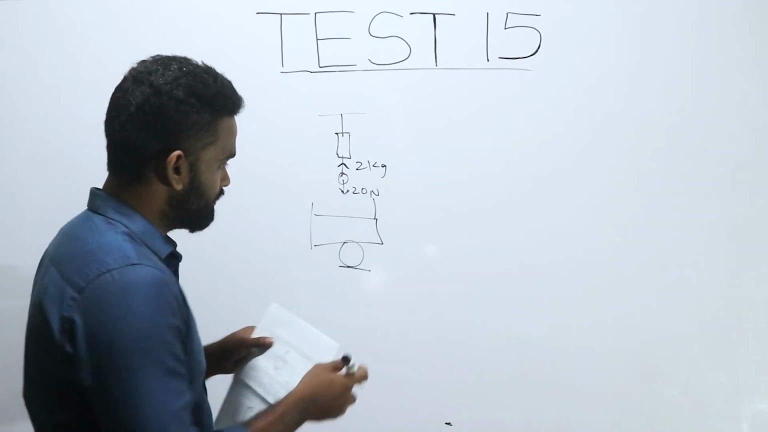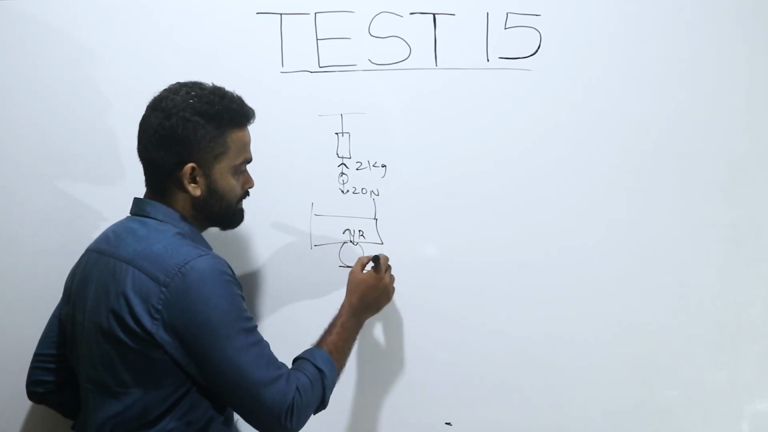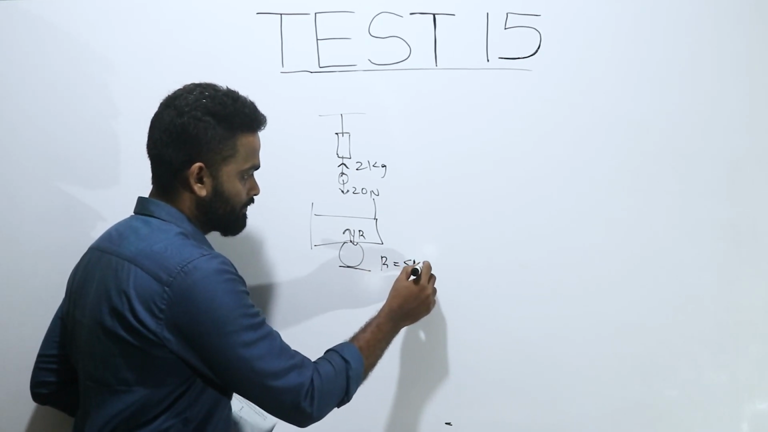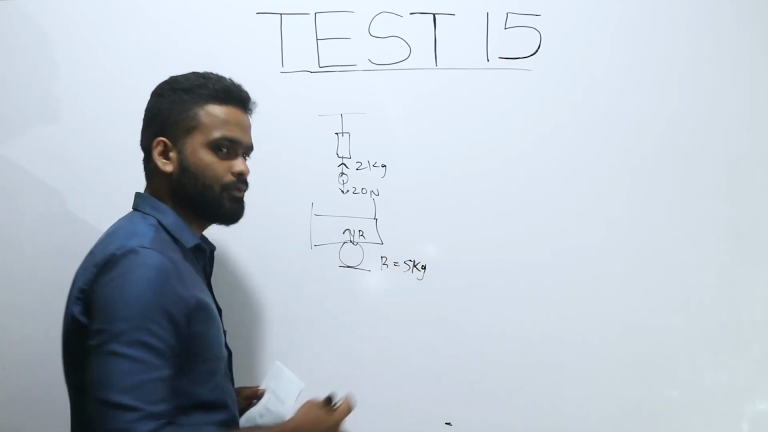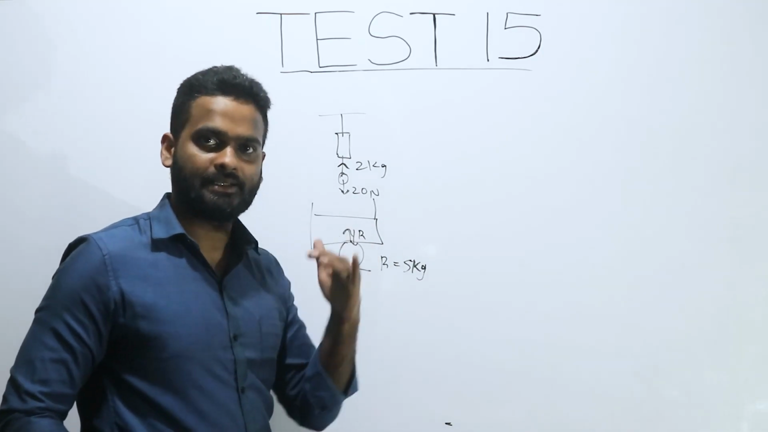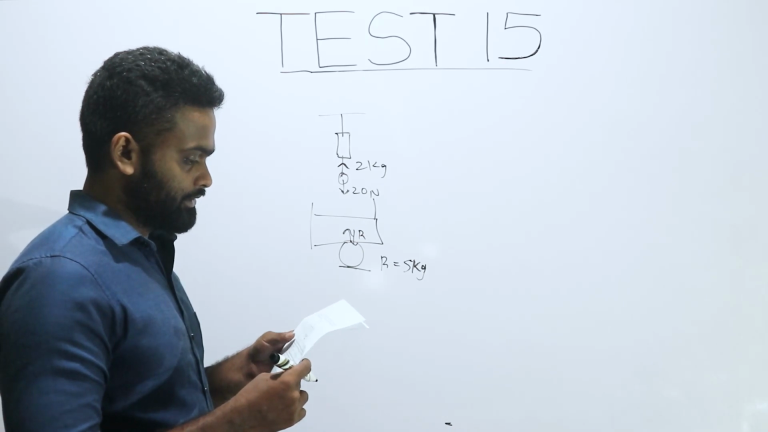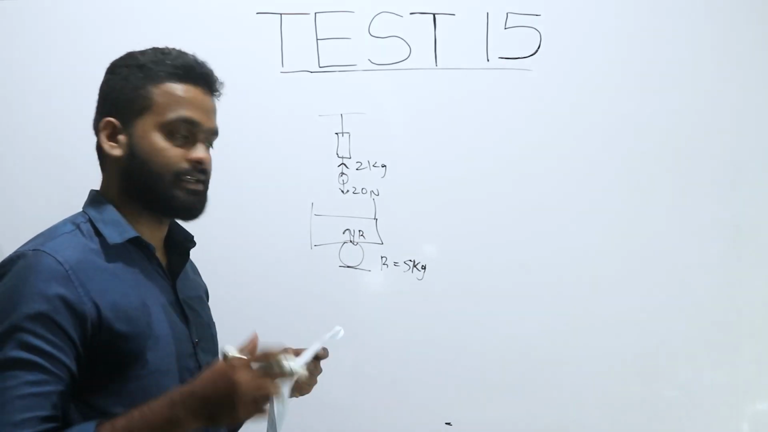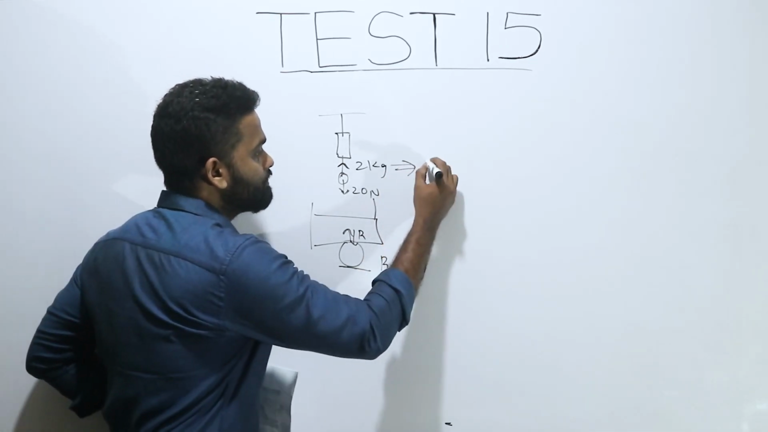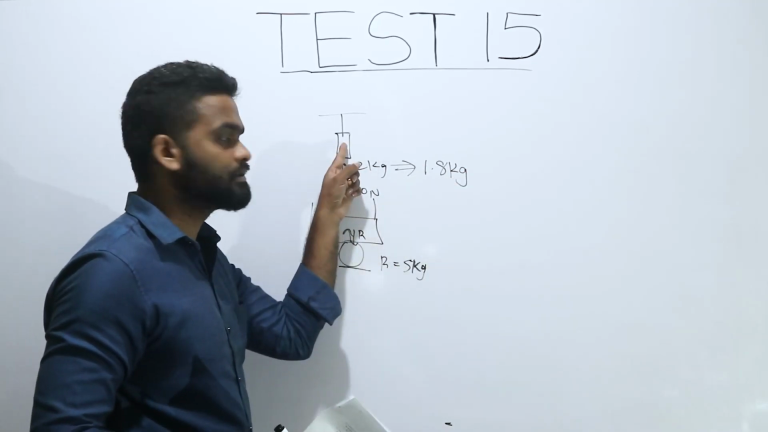And the reading of the pressure balance, that is the capital R, is 5 kilogram. You can think about the forces in terms of masses here. You just have to divide it by 10 and take it here. Okay. Then next they say when this object is immersed, the reading here becomes 1.8 kilogram.